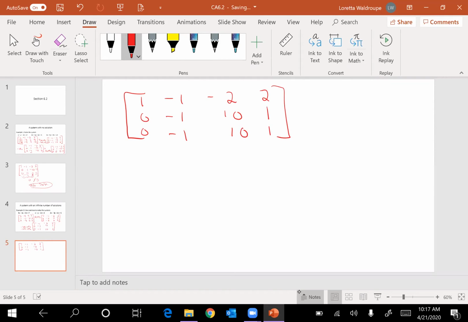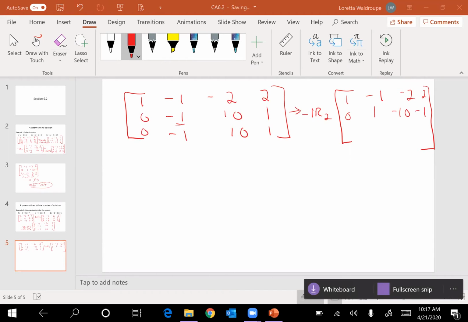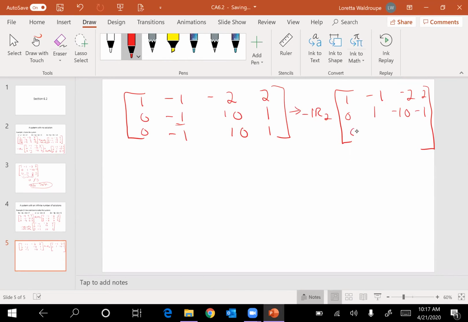Okay, so my next step is I want my 1 in the second column. So I'm going to do -1 times row 2. Row 1 stays the same. Multiply by -1. And then row 3 stays the same.